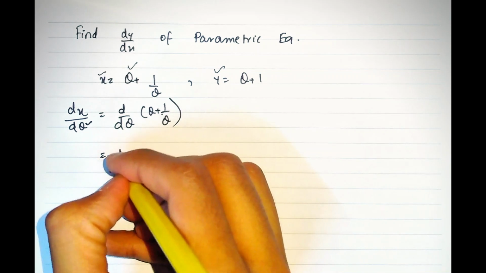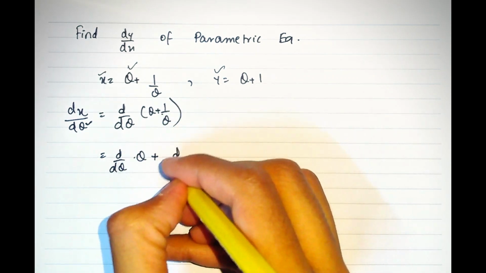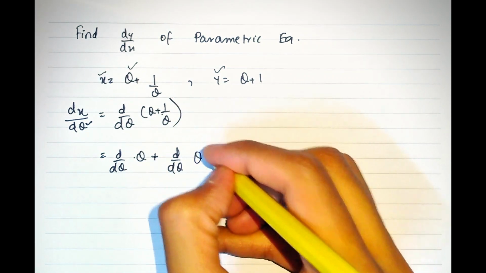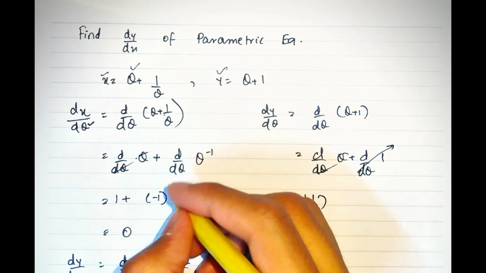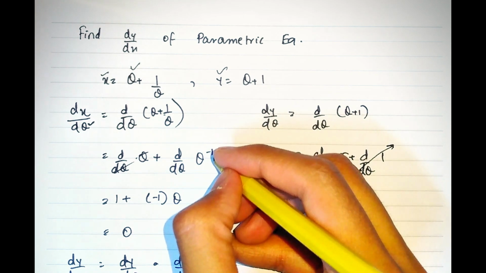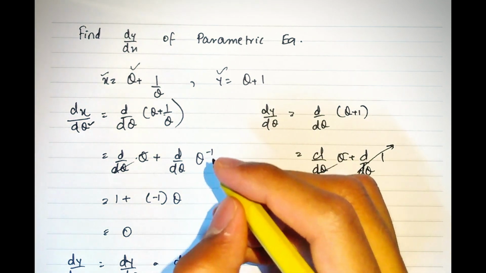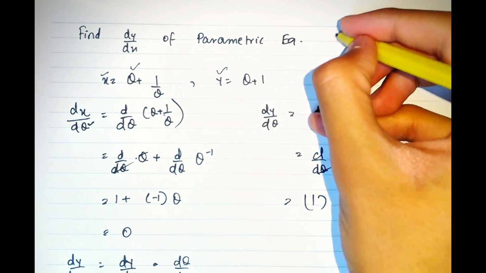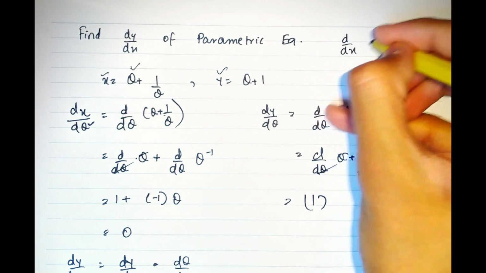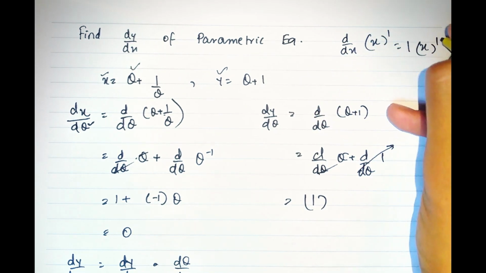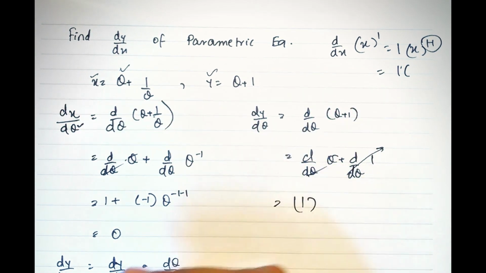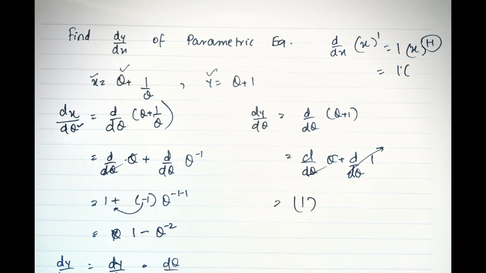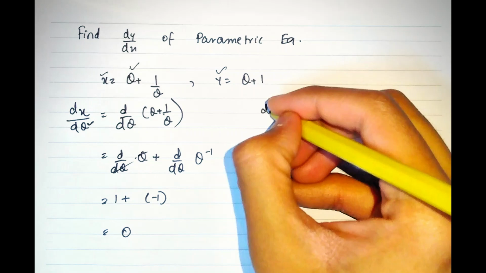Then d by d theta of theta plus d by d theta of 1 over theta, and I can also write it as theta^-1. So this would be 1, this would be -1. We have a -1, then the theta^-1 will be reduced by 1. You know, there is a property of any power: you can actually subtract 1 from it. So this would be -1 -1, and this negative sign will be multiplied by the positive sign, and then we will have theta^-2.